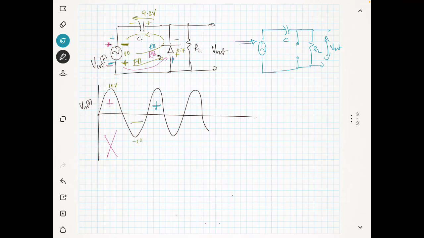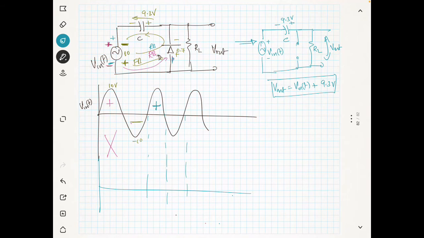Now what we have to do with this? You see here it is open circuit and you have a voltage across the capacitor of 9.3 volt, and this is your V in of T. So you can say that your total voltage output is nothing but V in of T plus 9.3 volt. This is your V out. From this cycle onwards, the entire voltage has been shifted up by 9.3 volt, because you have a plus 9.3.